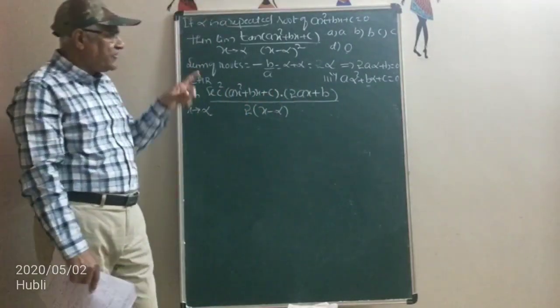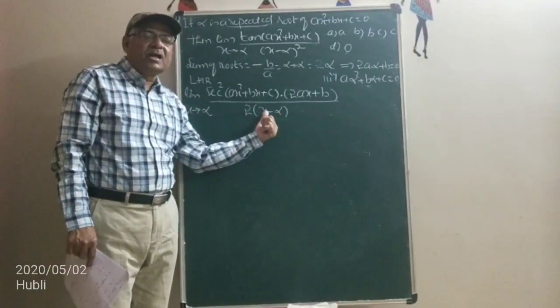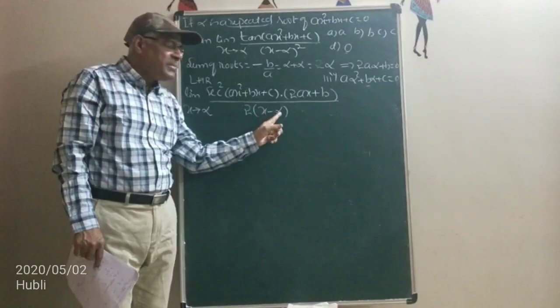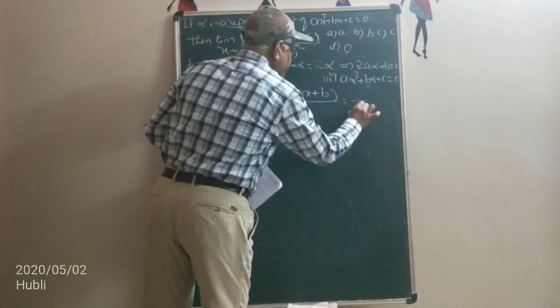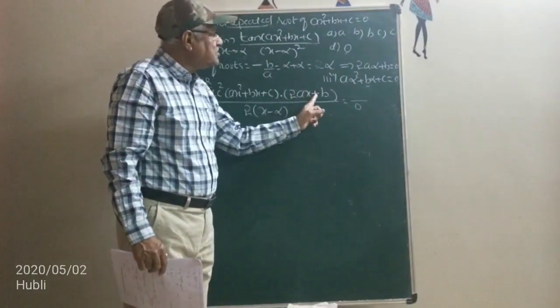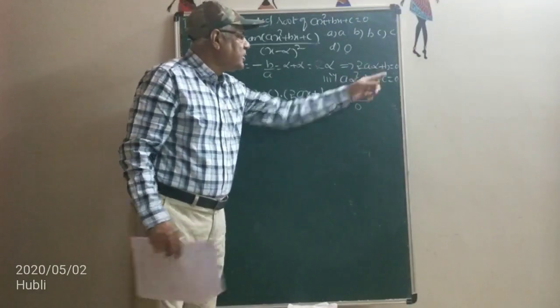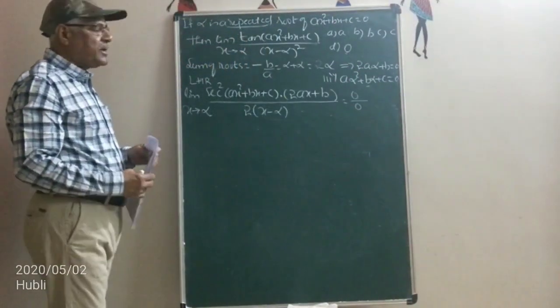Now after using the L'Hospital rule, you are going to replace x by alpha. So alpha minus alpha means what? 0. So the numerator is 0 form. And what about if you put x equal to alpha? 2a alpha plus b equal to 0. Again it is 0, means again you are getting the 0 upon 0 form.